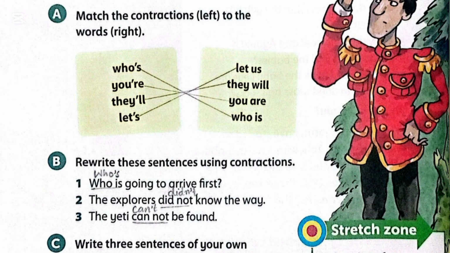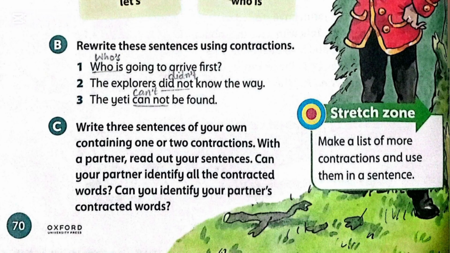Third sentence is "The Yeti cannot be found." So we make a contraction of "can" and "not." And similarly, it is "The Yeti can't be found." Exercise C. Write three sentences of your own containing one or two contractions. So you have to write three sentences and in those sentences two or three contractions must be written. With your partner, read out your sentences and see if your partner can identify all the contracted words. Can you identify your partner's contracted words? So you have to work with your partner after writing the sentences. So here are the sentences.